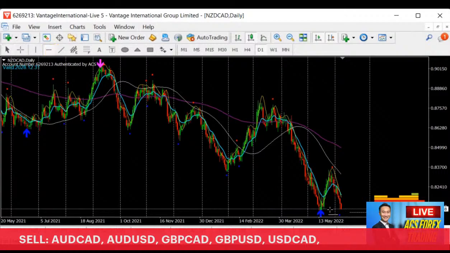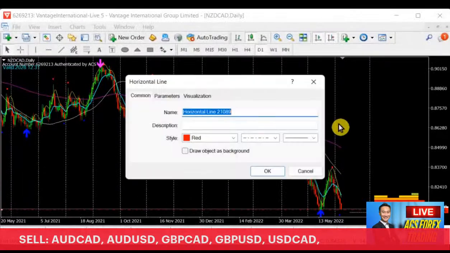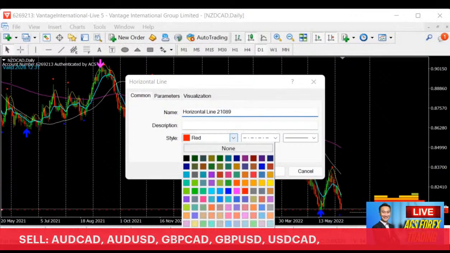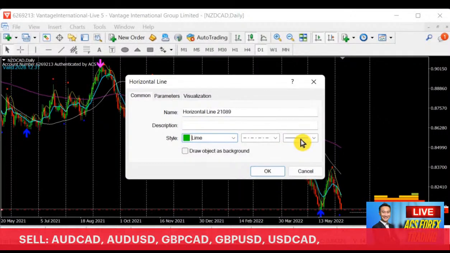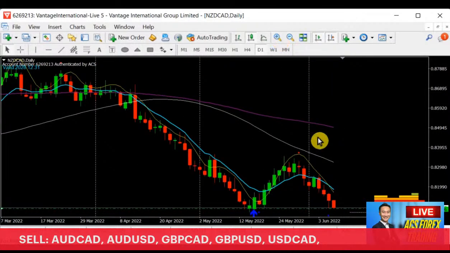Okay, so let me place this here. This is a support level that I'm going to take a look at. Let's plot this out so that it's much easier for everybody to see. Let me plot it carefully, so then we can have a very clear picture about this.